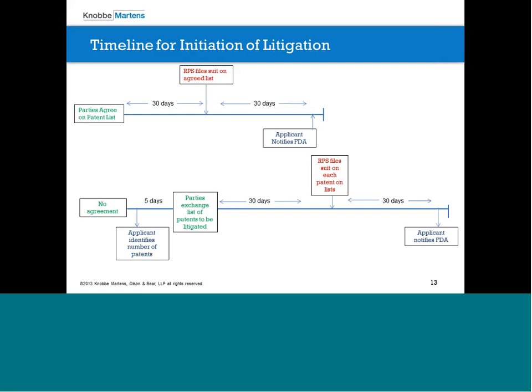So in addition to this timeline, the statute also contemplates 2 other procedural issues which I wanted to briefly note. One is that if a reference product sponsor obtains newly issued patents or in-licensed patents while this exchange is taking place, the statute does require the reference product sponsor to provide notice to the applicant of these newly issued or newly licensed patents, and then the applicant has a 30-day period of time in which to respond with invalidity and non-infringement contentions. These new patents are not part of any negotiation, but can be included in subsequent litigation.